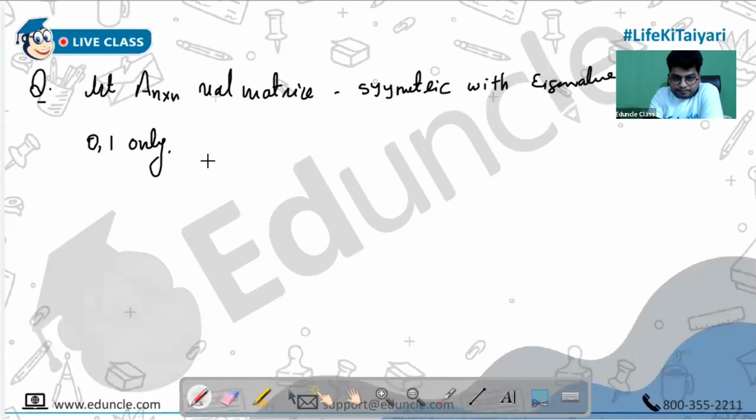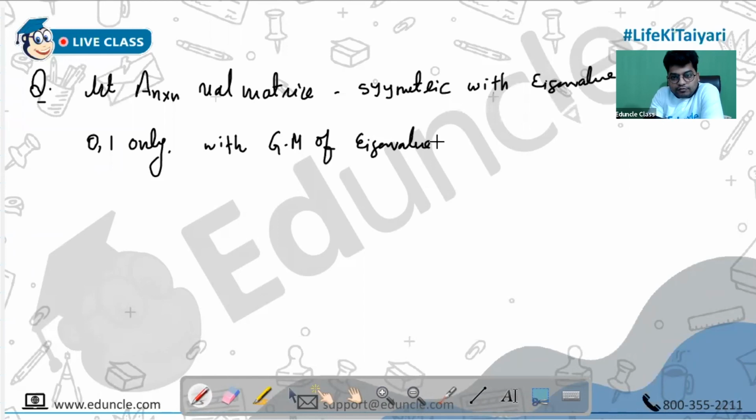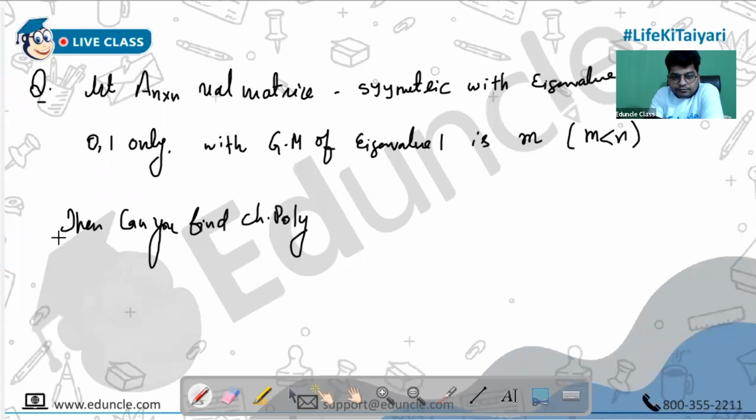A symmetric matrix with geometric multiplicity of eigenvalue 1 equal to m. Then can you find the characteristic polynomial? Can you find the characteristic polynomial? Yes.